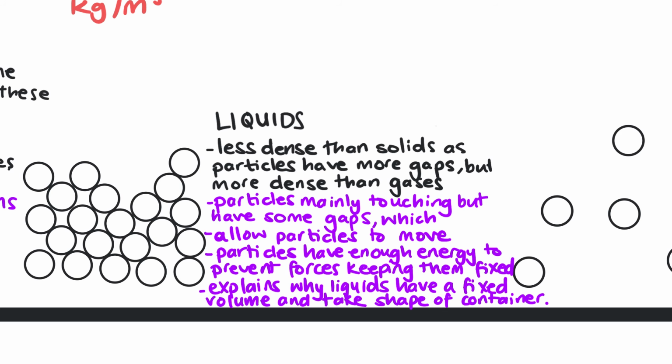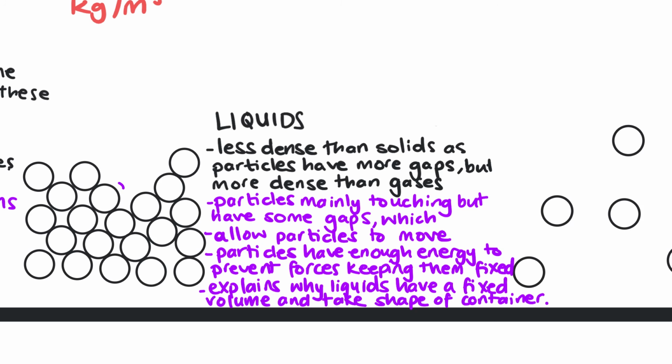Liquids are not as dense as solids are, and the reason for that is because the spacing between the particles has increased. There's more gaps in between these particles. So they're less dense than solids, but they're more dense than gases, which have lots of spaces between them. The main difference in terms of the arrangement here is that the particles don't have that fixed arrangement like they do in a solid. They're not in those nice neat rows anymore.